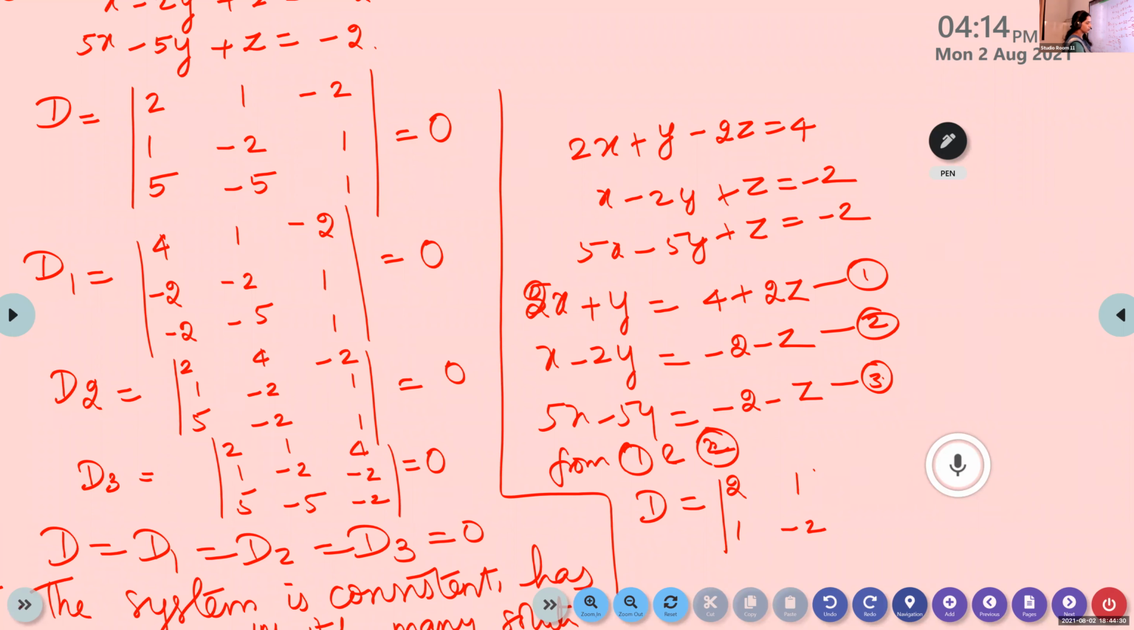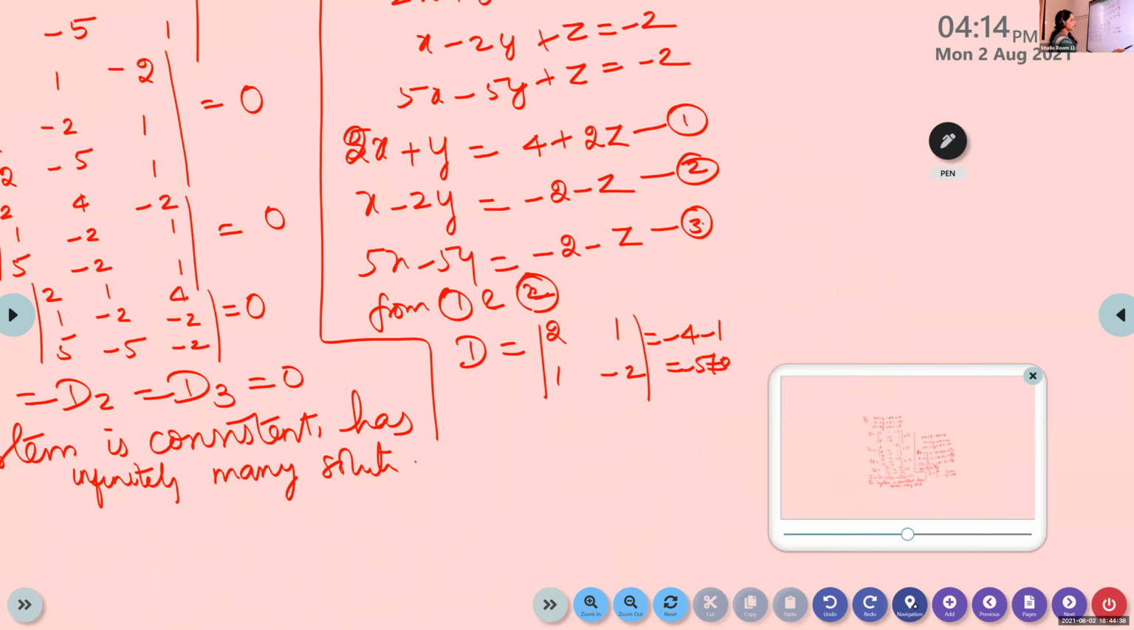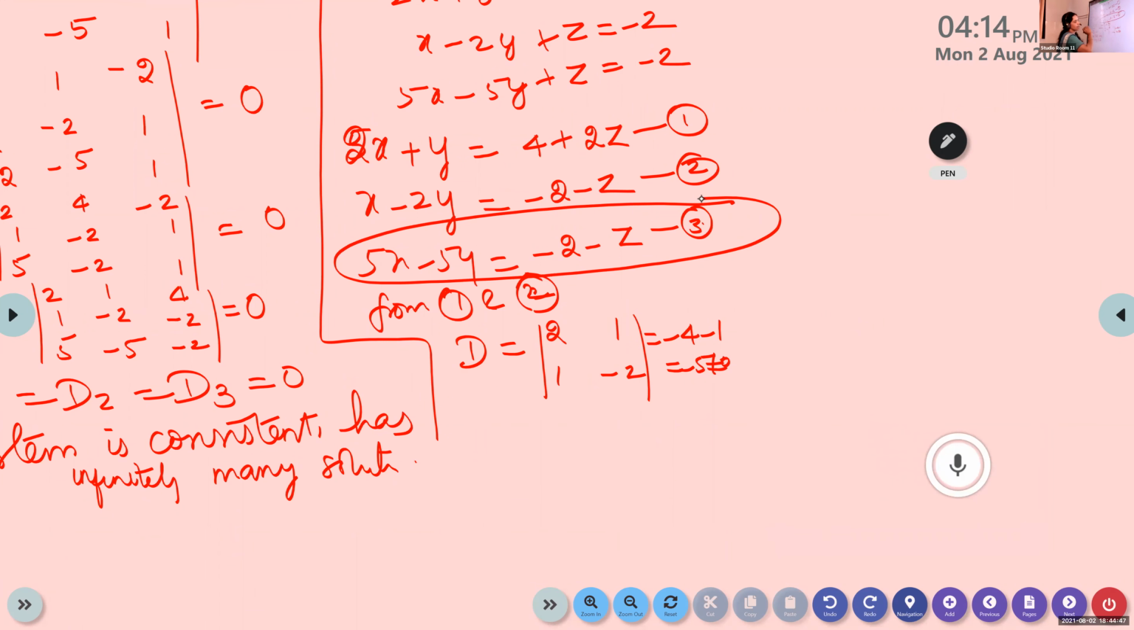1 minus 2. So what will you get? Minus 4 minus 1, which is minus 5, not equal to 0. We find out D. We have 3 equations; among these, the third equation we neglect. We are not going to consider it.